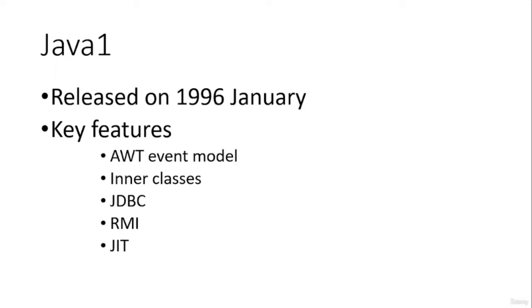The next thing to mention is JDBC. JDBC stands for Java Database Connectivity, and this feature was introduced in version 1. The next thing is RMI, Remote Method Invocation, which allows us to invoke methods from a remote location. Next is the JIT, Just-in-Time Compiler, which was introduced in version 1.